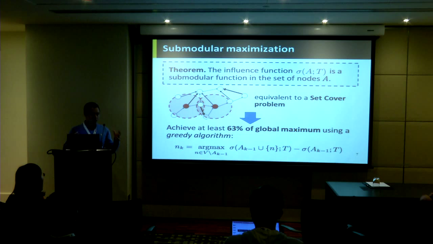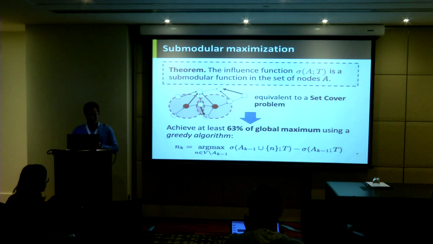And you also need to be able to evaluate, when you add one node, the influence of the subsets of nodes. There are many, many evaluations. So the computational complexity of this algorithm actually resides in computing this influence function.